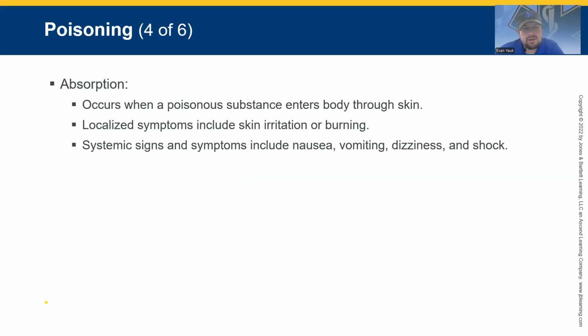Absorption occurs when a poisonous substance enters the body through the skin. It absorbs into your skin. Localized symptoms include skin irritation or burning. Systemic signs and symptoms include nausea, vomiting, dizziness, and or shock.